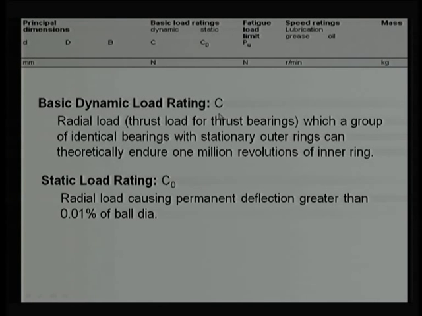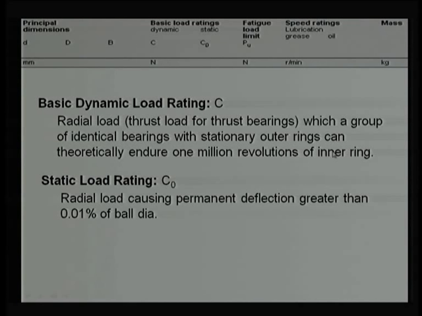Coming to the dynamic load, we know every rolling element bearing will be subjected to fatigue loading. That decides what will be the life of the bearing. Say it is a radial load; if it is a thrust bearing, then it will be a thrust load. This applies to a group of identical bearings, because these bearings are tested in a group, not as an individual bearing. With a stationary outer ring, that means V is always 1 for this situation. And with this kind of load, the bearing is able to show 10⁶ rotations of the inner ring, or 10⁶ cycles, for the applied load equivalent to C in Newton.